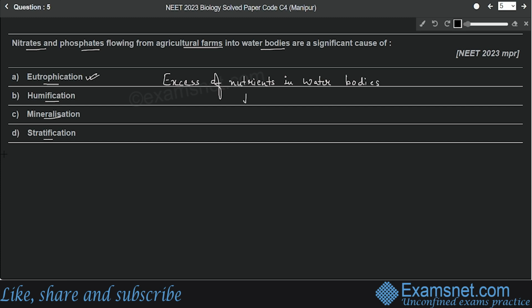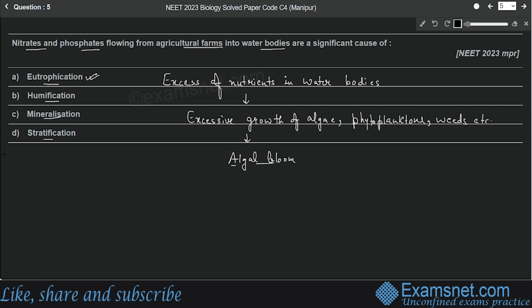And what happens when there is excess of nutrients in water bodies? It stimulates excessive plant growth, or we can say growth of algae, phytoplanktons, weeds, etc. And this condition is known as algal blooms.